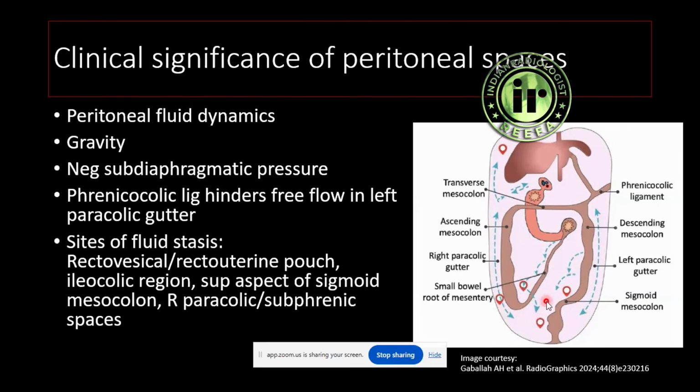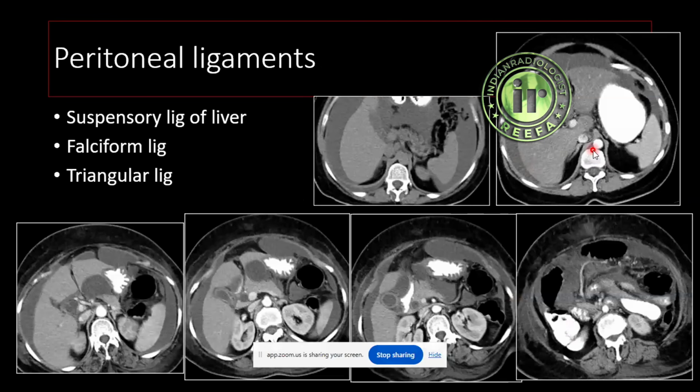A word about the phrenicocolic ligament and how it separates out the left paracolic gutter from the left subphrenic space, while there's nothing separating out the right paracolic gutter from the right subphrenic space. And this is the reason why you have more disease affection in the right subphrenic space than the left subphrenic space. Let's see what the ligaments look like.